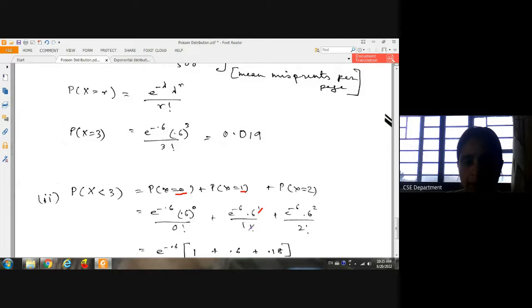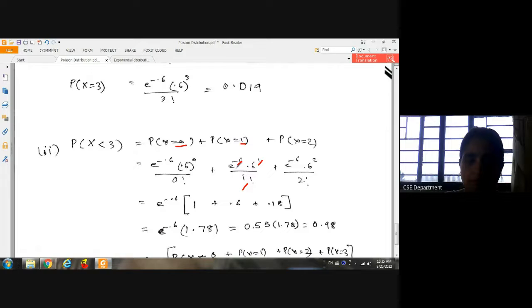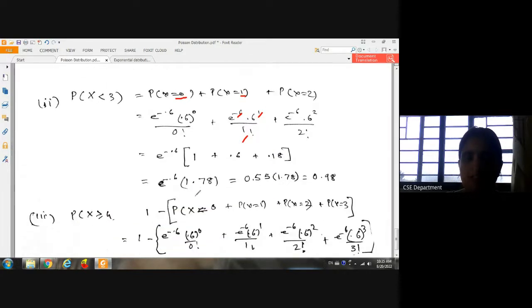Here m is 0.6. Here X is equal to 2, so wherever r is there, you put 2, you get this, and simplify as before. e power minus 0.6, you take it common and get all these values. You can calculate this. Pause the video and actually calculate and see if this will be the answer.